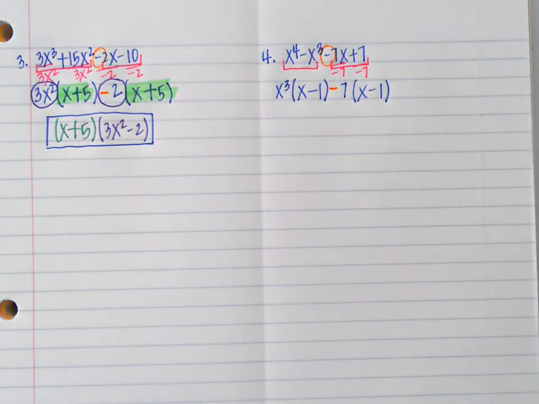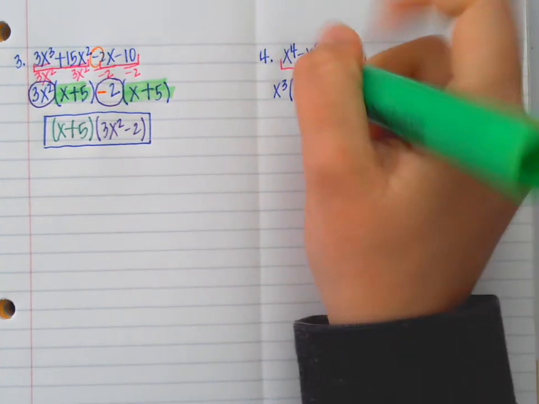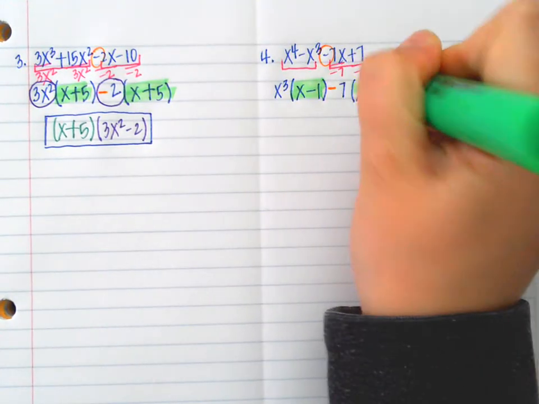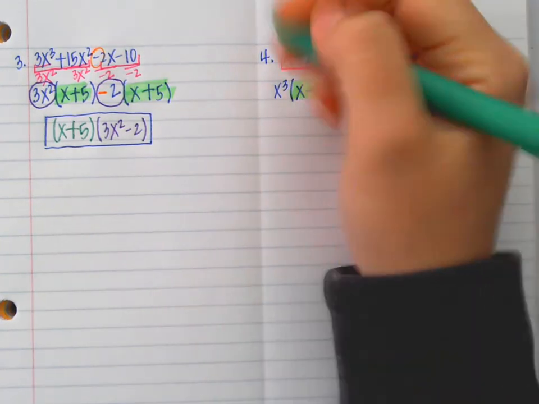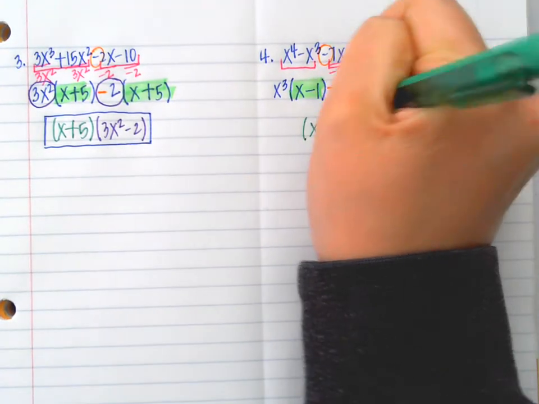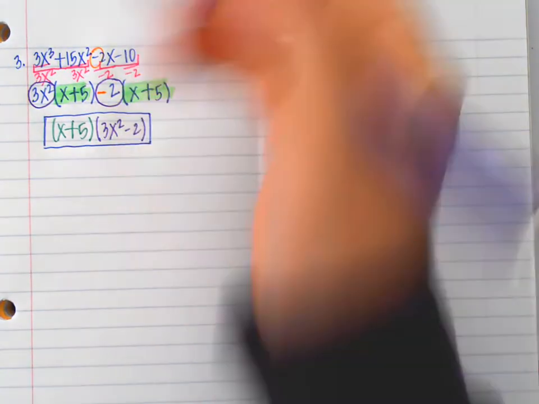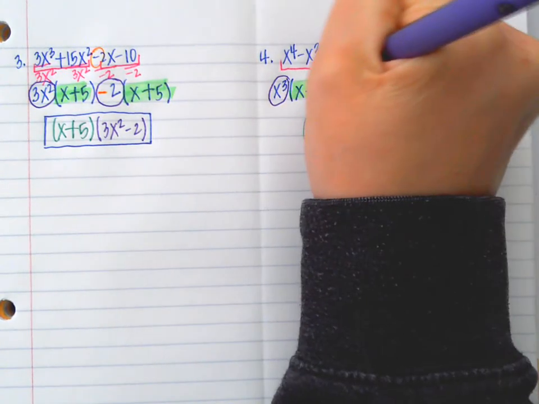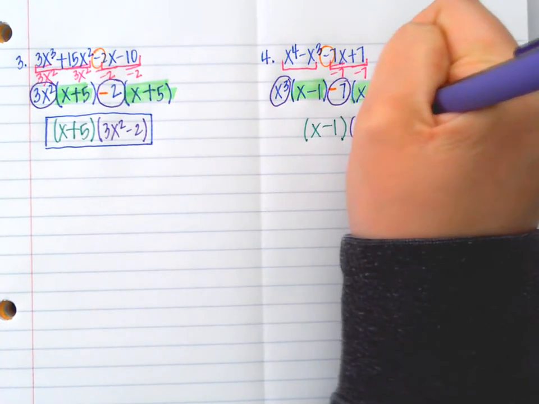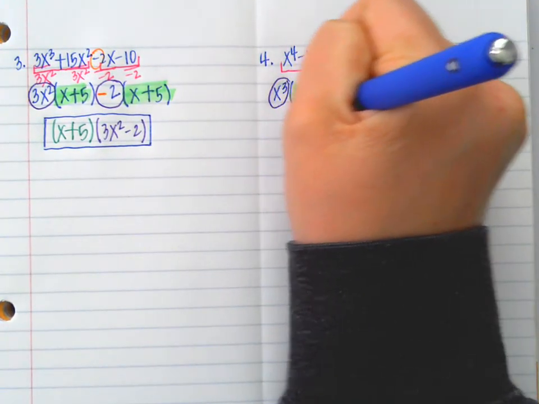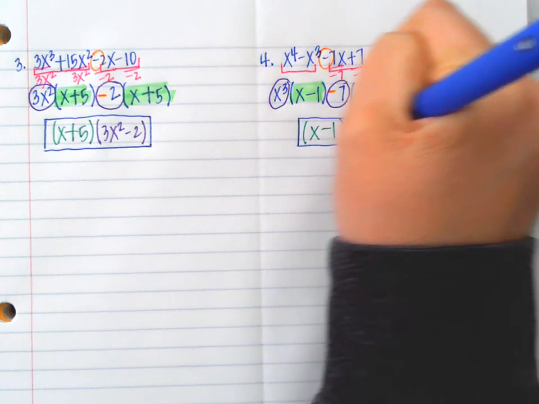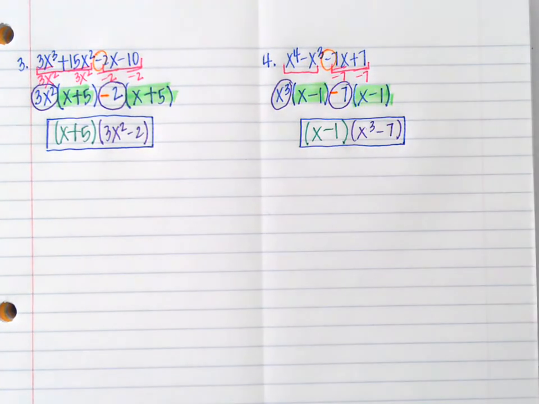And then we're back to normal. We look to see, are these the same? X minus 1, x minus 1. They sure are, so we're good there. And then we have my final answer, x minus 1 times what's left. And what's left is x cubed minus 7. And that's it. Remember, you guys, if you put x cubed minus 7 first and x minus 1 last, that's totally fine too. So we have 2 more problems and then we are done.